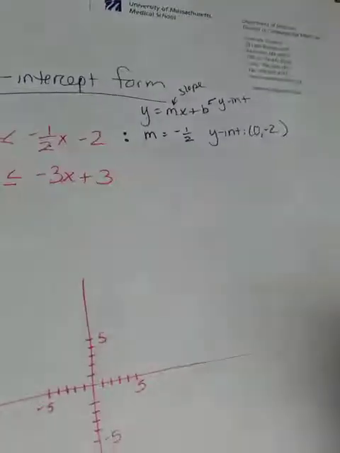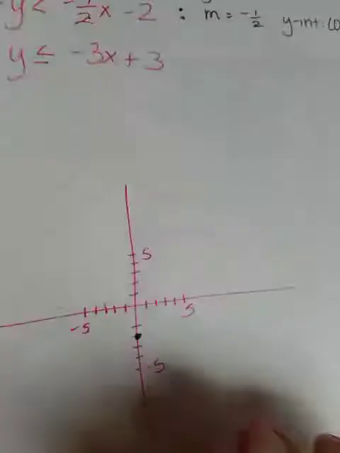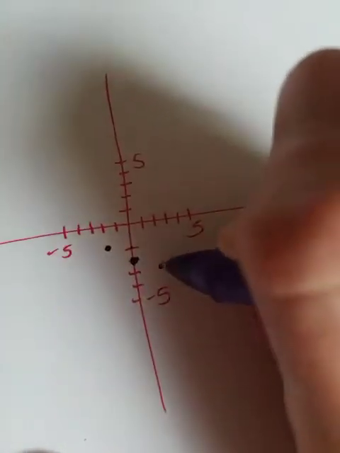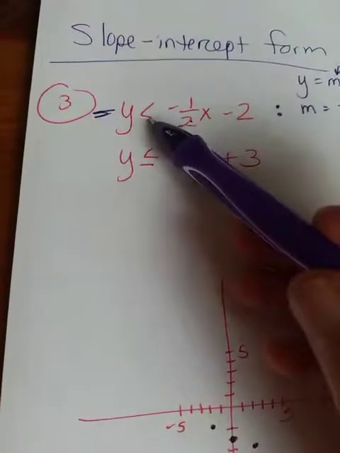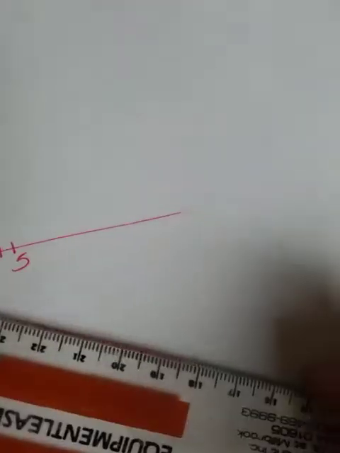So remember, in this form, you first plot the point, your y-intercept. So (0, -2) is right here. And then I use my slope of -1/2. So that means I can go up 1 and to the left 2. I can also go down 1 and to the right 2. That's it. Because it's just a less than and not a less than or equal to, this line is dotted.